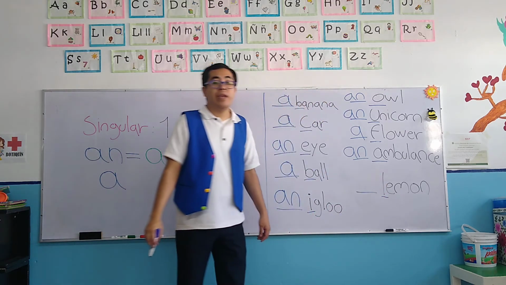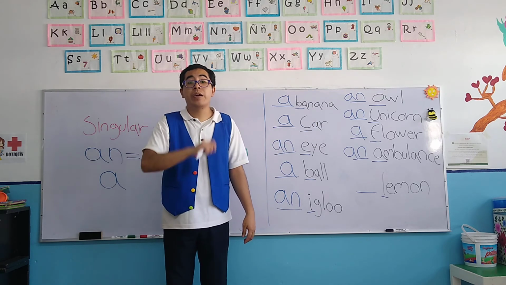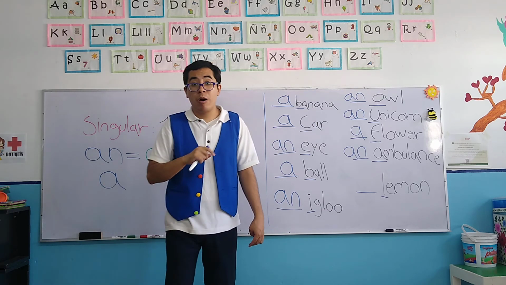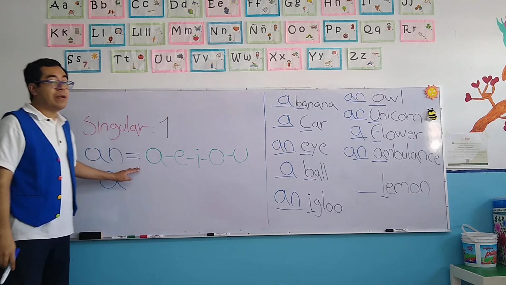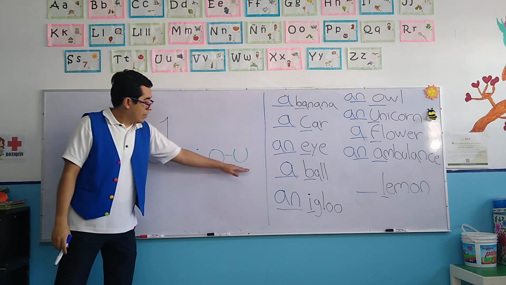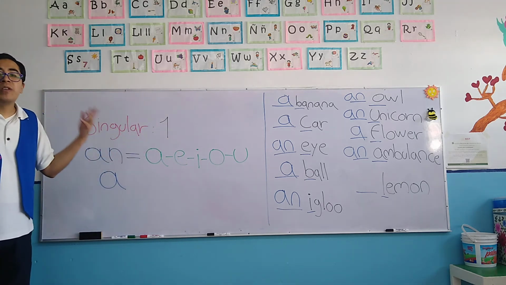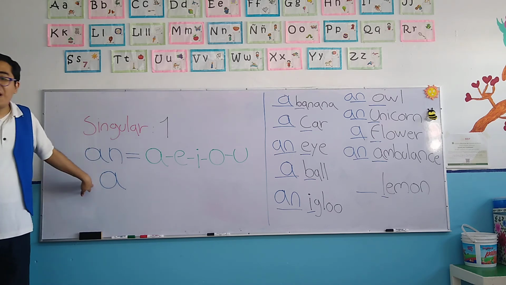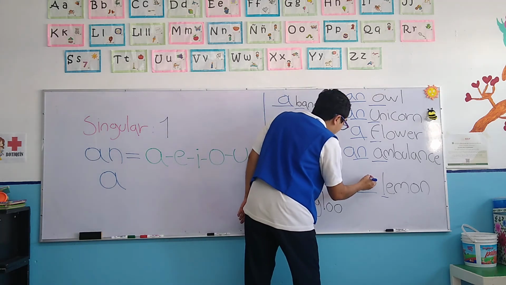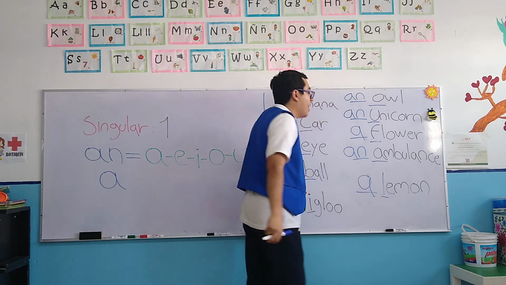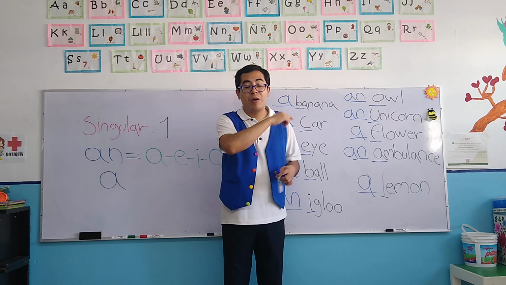And the last one, the lemon. Lemon begins with the letter L. But if we want to transform it into singular, into only one, let's see our options. So lemon begins with letter L. L. Is it a vowel? No. So what will we write? What do we write? An or a? Letter A. A. A lemon means only one, which is singular, okay?